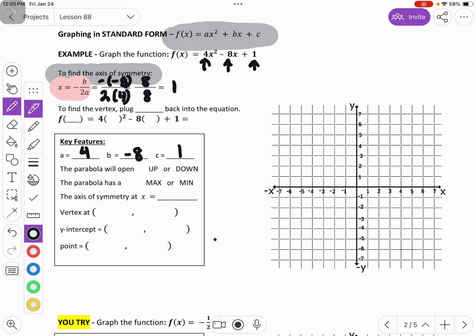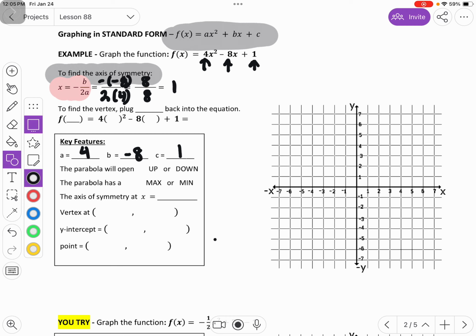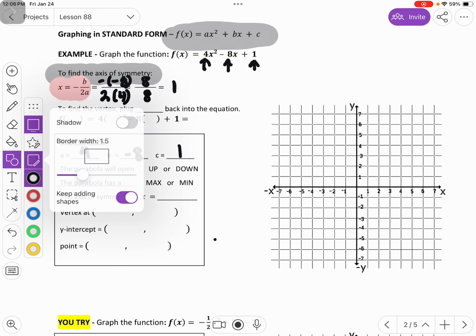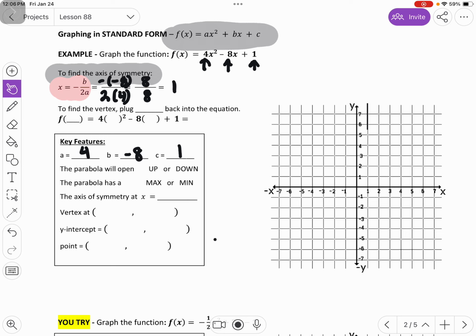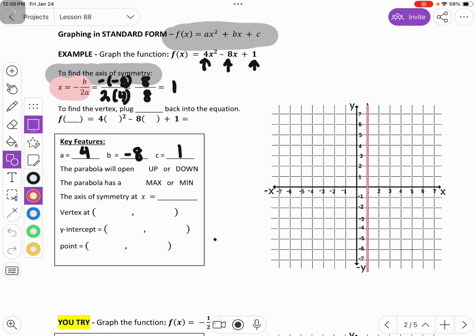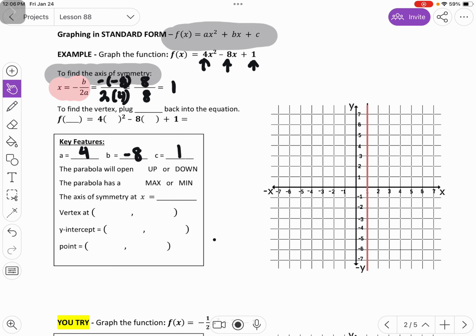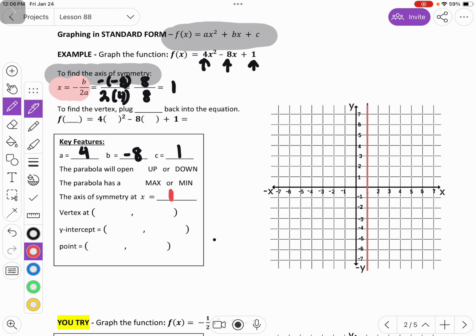What does that mean? Well, this is going to have a line that divides it right down the middle, and it's going to go right through. Here, let me change colors quickly to red. It's going to go right through 1. So here's 1 right there. And so that is our axis of symmetry. This right here splits the parabola into 2 equal pieces. And so now that we know the axis of symmetry is 1, let's record that here.